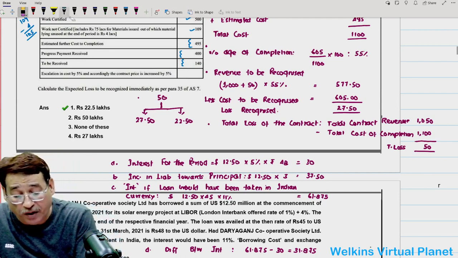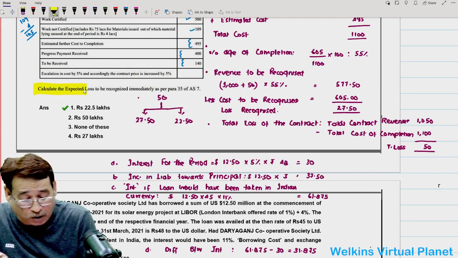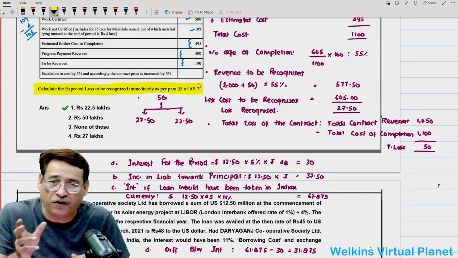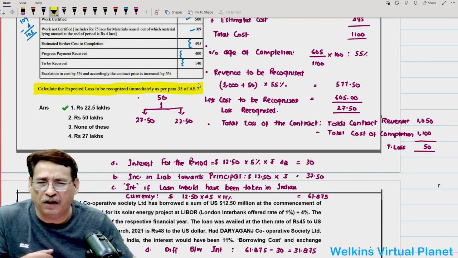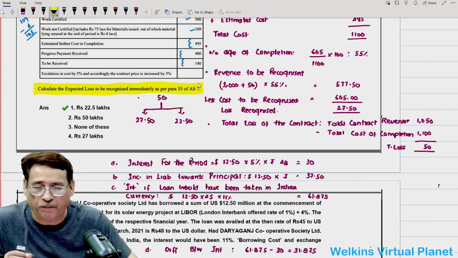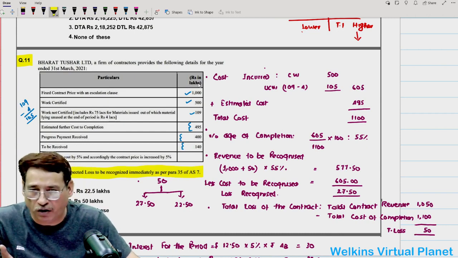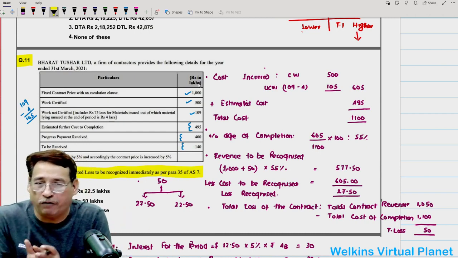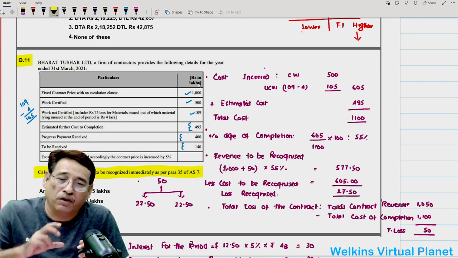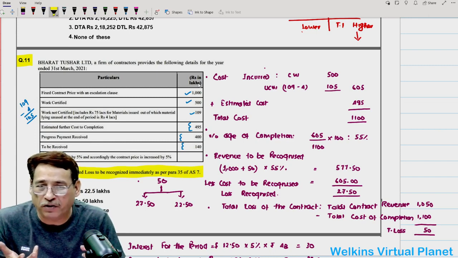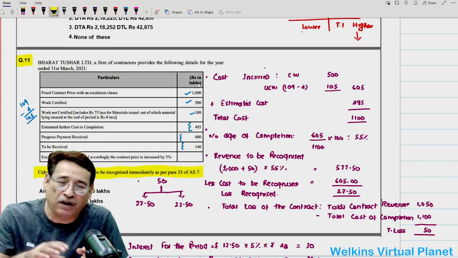Now, what is the actual demand of this question? The demand is to calculate the expected loss to be recognized immediately as per para 35 of Accounting Standard AS7 revised. As you know, para 35 of this standard states that if you are expecting in the beginning itself that finally this contract will have a loss, then that loss must be recognized in the very first year itself. Correct? So if at the time of commencement of the contract you are visualizing that finally you are going to have a loss, then obviously you will have to recognize the entire loss in the very first year.